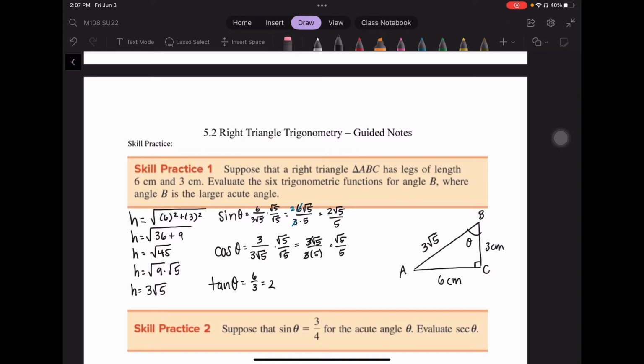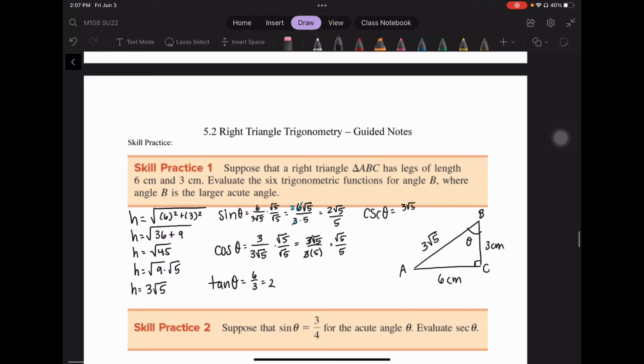Now remember that the cosecant is the reciprocal, so we're going to be dealing with the cosecant of theta, which is hypotenuse over opposite. So hypotenuse is 3 root 5, opposite is 6. That simplifies to the square root of 5 over 2. It's easier to write it that way rather than trying to find the reciprocal once we've rationalized the denominator.